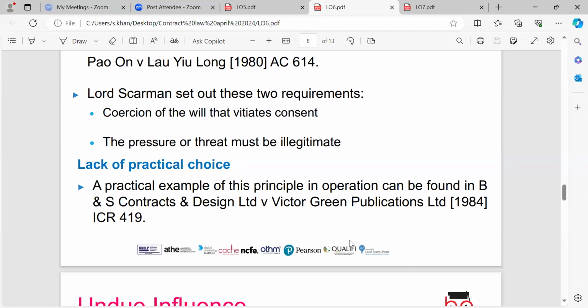A practical example of this principle in operation can be found in B&S Contracts and Design Limited v Victor Green Publications Limited, 1984. In this case, there was a contract to erect some exhibition stands. A week before the due date of the contract, the builders refused to work unless they were paid more money. If the claimant had not paid the extra money, they would have suffered serious loss as a result of the contract they had involving completed exhibition stands. In this case, they had no realistic option but to pay the extra money to avoid serious losses.